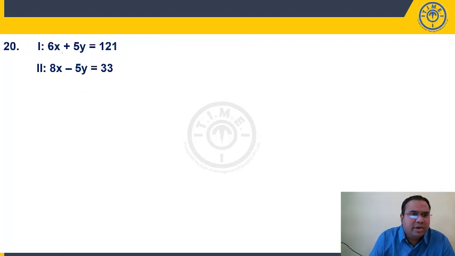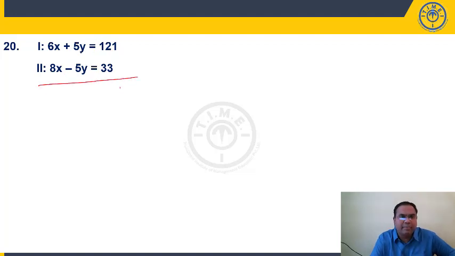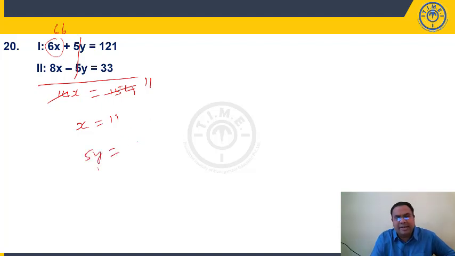Question number 20, students. We have two linear equations given here. It's not a quadratic equation. 6x plus 5y is equal to 121. One equation, two unknowns. Second equation, 8x minus 5y is equal to 33. One equation, two unknowns. When we combine, we have two equations, right? If you add them, 6x plus 8x is 14x is equal to 154. From this, I'll get x is equal to 11. If x is equal to 11, you substitute here. 11 into 6 is 66. So you'll get 5y is equal to 121 minus 66 is 55. Again, 5 goes 11 times, y is equal to 11. X is 11, y is 11.